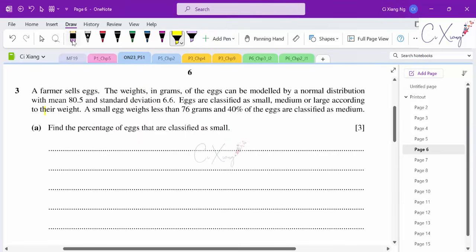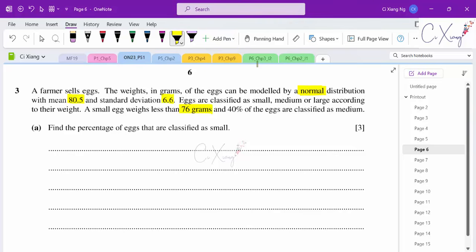Okay, so we are at question number 3 now. There's a farmer who sells eggs, and the weight in grams of the eggs is modeled by a normal distribution. So please highlight the keyword normal distribution. They also give us the mean and standard deviation at the same time. The eggs are classified as small, medium, or large according to their weight. They define the small eggs as weighing less than 76 grams. So if your egg is less than 76 grams, then it belongs to the small eggs. Then 40% of the eggs are classified as medium.